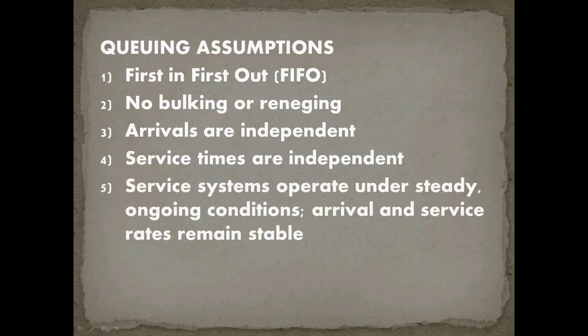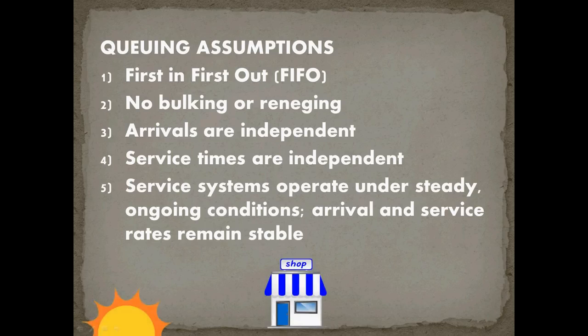Our fifth assumption is that service systems operate under steady ongoing conditions. So our arrival and service rates remain the same throughout the day, right? If it's our coffee shop, what we're saying is the number of people that want coffee in the morning is going to be the same at noontime, and it's going to be the same after dark. So that could be a strong assumption. Otherwise, we have to model our queue just for specific time windows in which the service system is steady state.